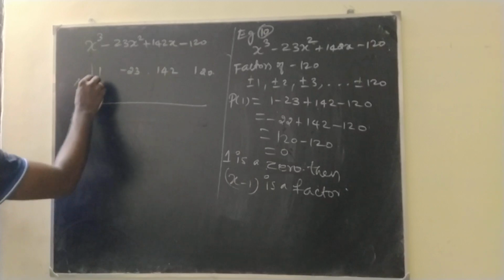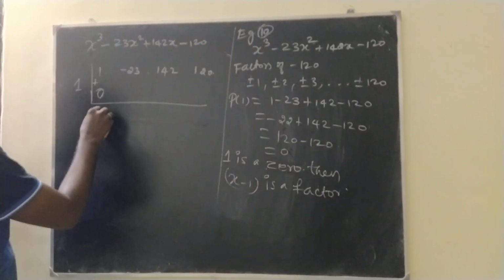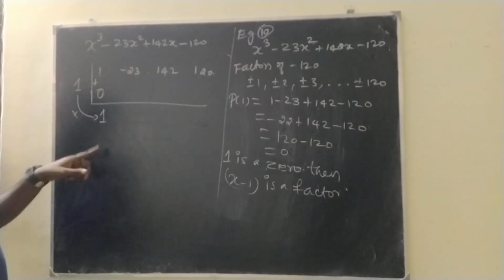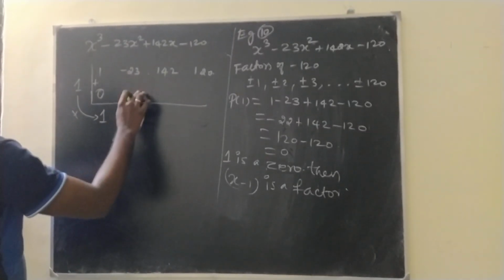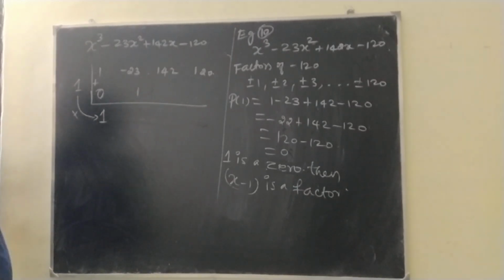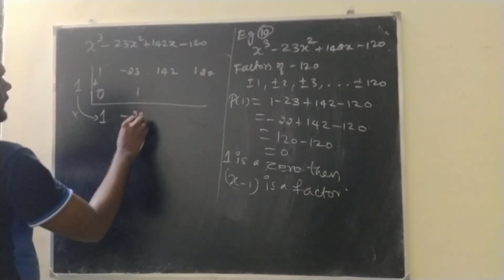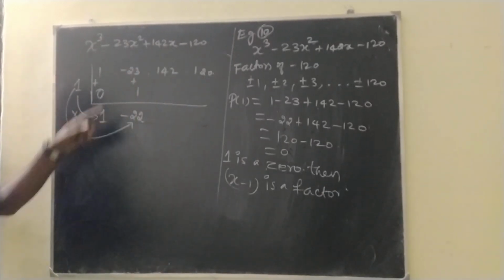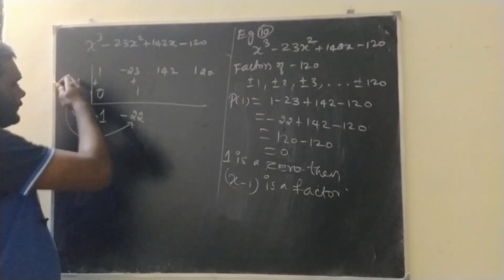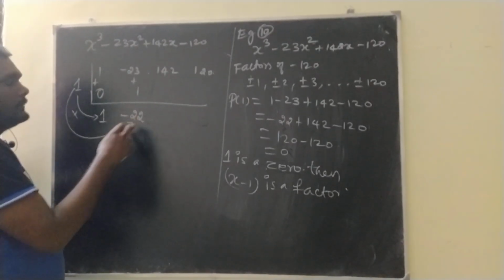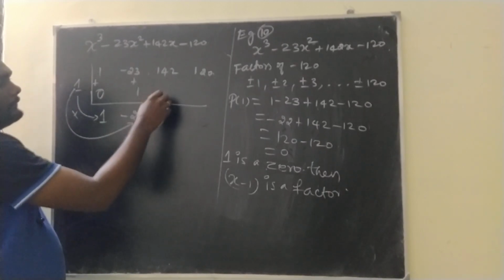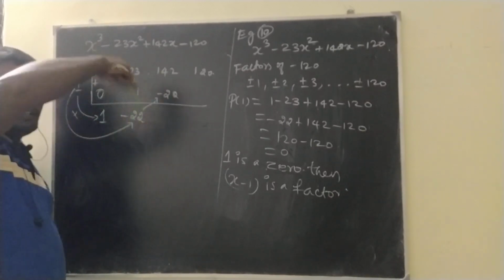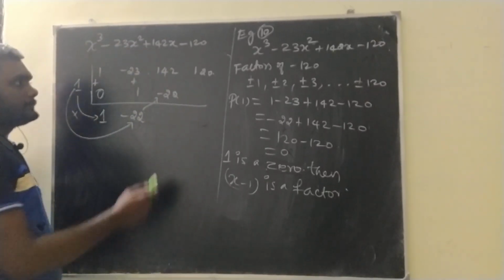Okay. So these two numbers should be added. 1 plus 0 is 1. And we should multiply this. 1 ones are 1. Again these two have to be added. So minus 23 plus 1 is minus 22, and these two have to be multiplied once again. So 1 into minus 22 is minus 22. The answer has to be written here. It goes like this. Okay.